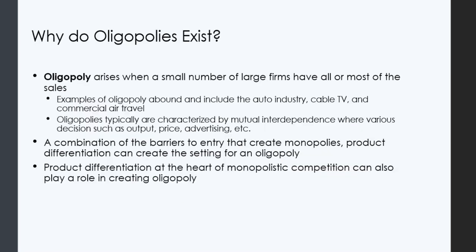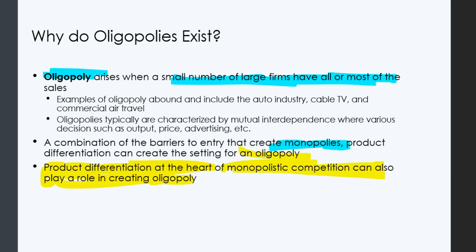Now sometimes we get to see why oligopolists exist. First we have to know why oligopoly arises. Oligopoly arises when a small number of large firms make most of the sales, and a combination of barriers to entry creates the monopolies. So barriers to entry are there, but not like an open barrier. It's like a faint barrier, where you have to invest a lot of money and then you come in. They are not saying it directly, but it is indirect. Okay, so this is all about monopolistic competition.